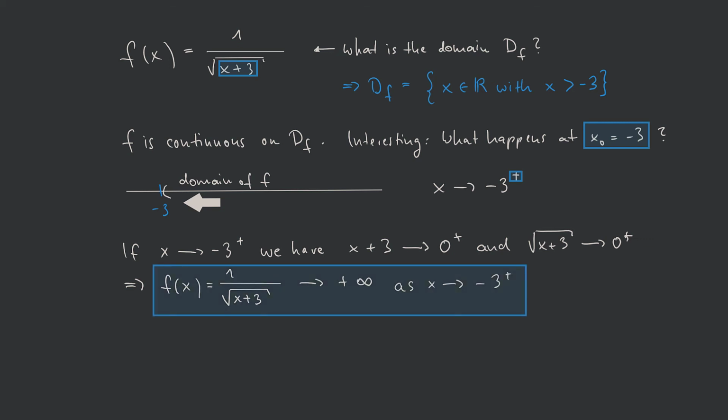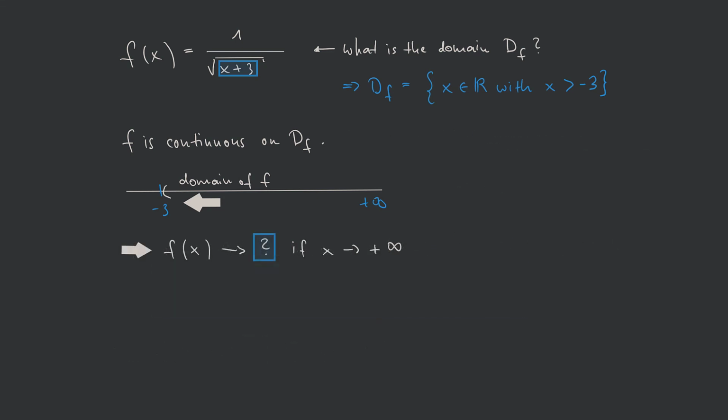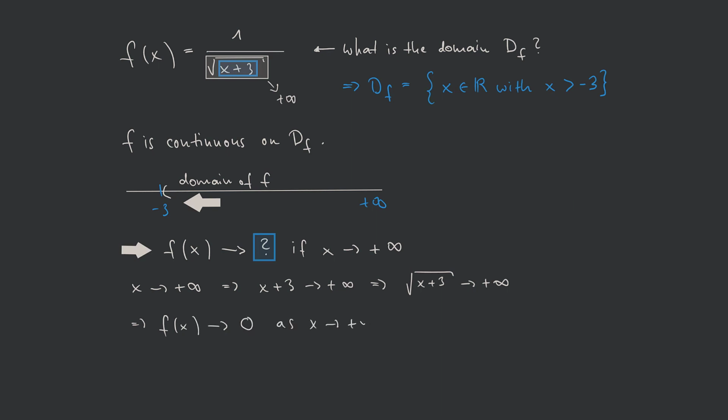Now the other boundary of the domain of f is plus infinity. What happens to f of x if x approaches plus infinity? To figure that out, we can build a similar line of argumentation. If x goes to plus infinity, it follows that x plus 3 goes to plus infinity, from which follows that the square root of x plus 3 goes to plus infinity. But that means that the denominator of the fraction tends to plus infinity, and it follows f of x goes to 0 as x tends to plus infinity.